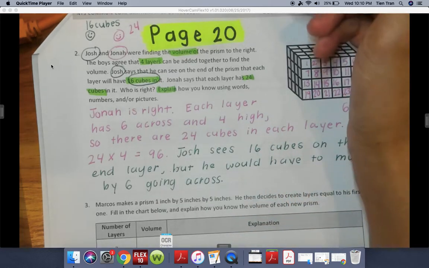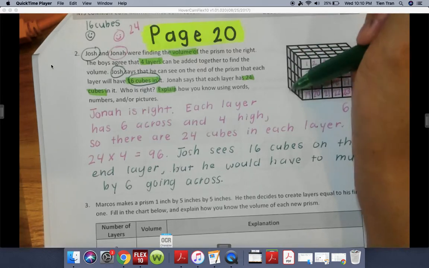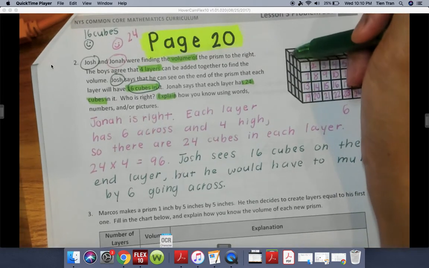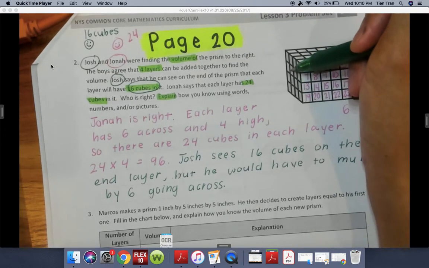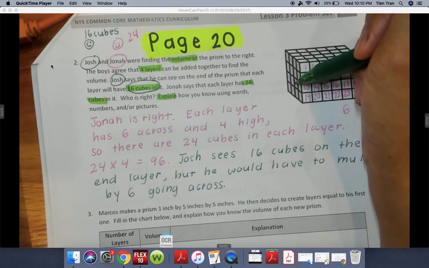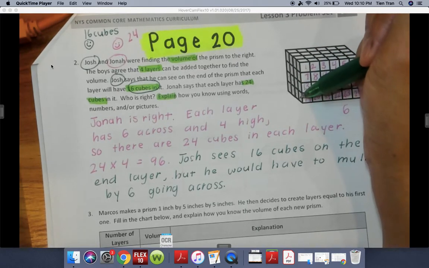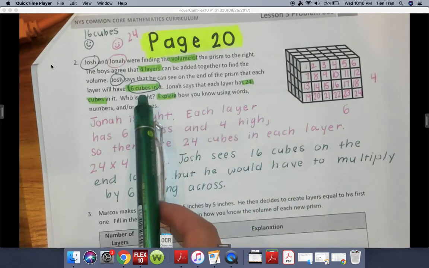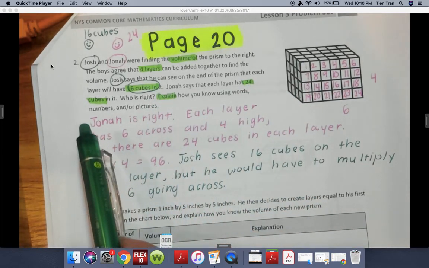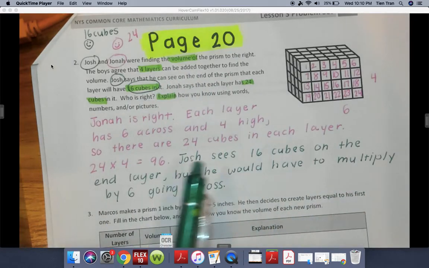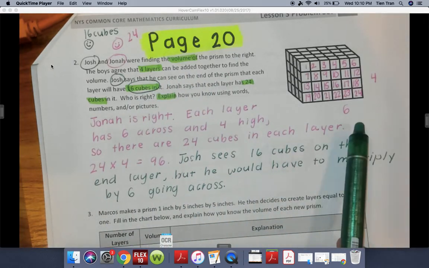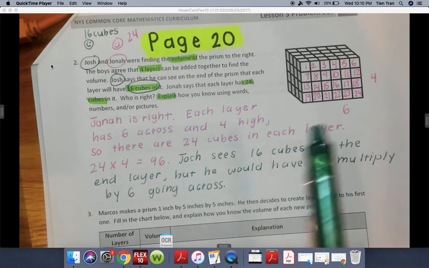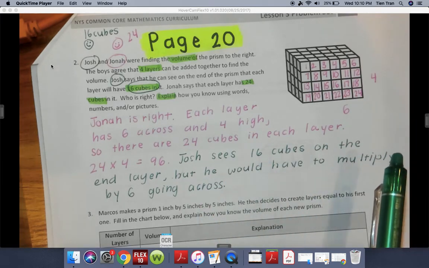And I think I know why. So he was counting it on this one right here. Right? So we have 1, 2, 3, 4, 5, 6, 7, 8, 9, 10, 11, 12, 13, 14, 15, 16. But yes, he is correct that there are 16 cubes, but we're trying to figure out the volume of the prism, right? And to find volume, you're going to need to multiply the width times height times length.